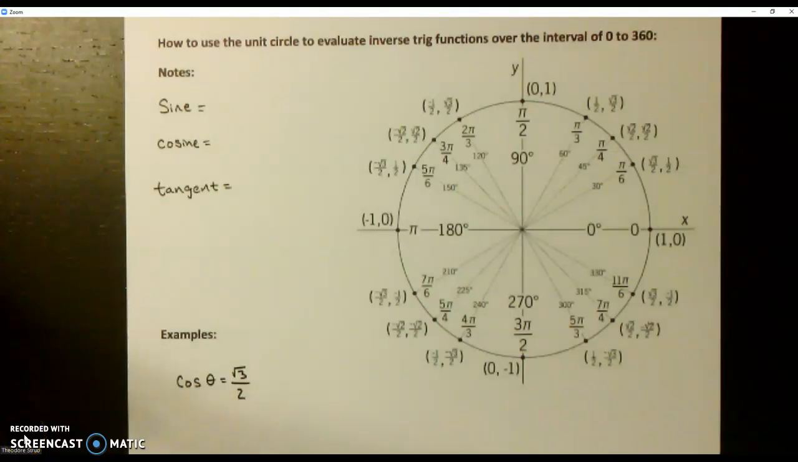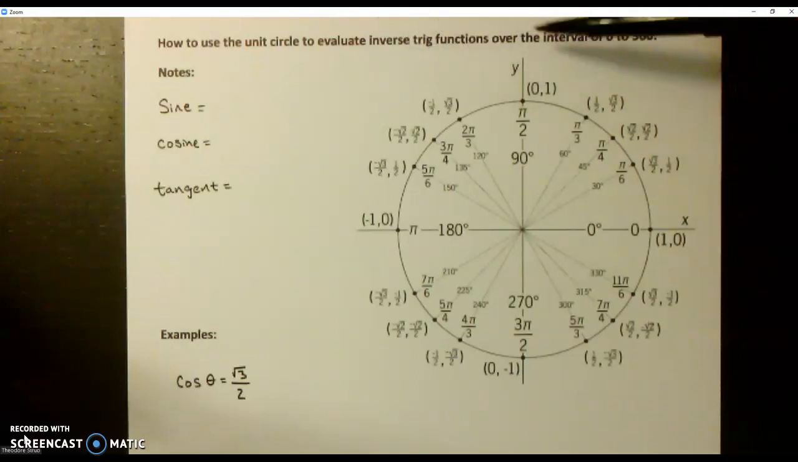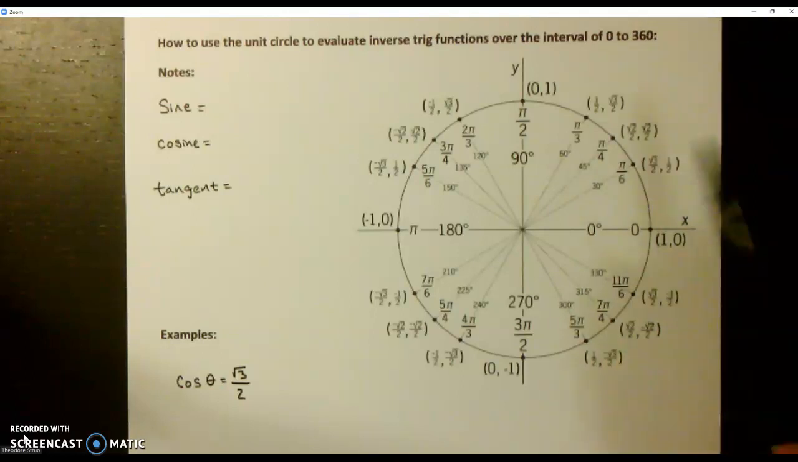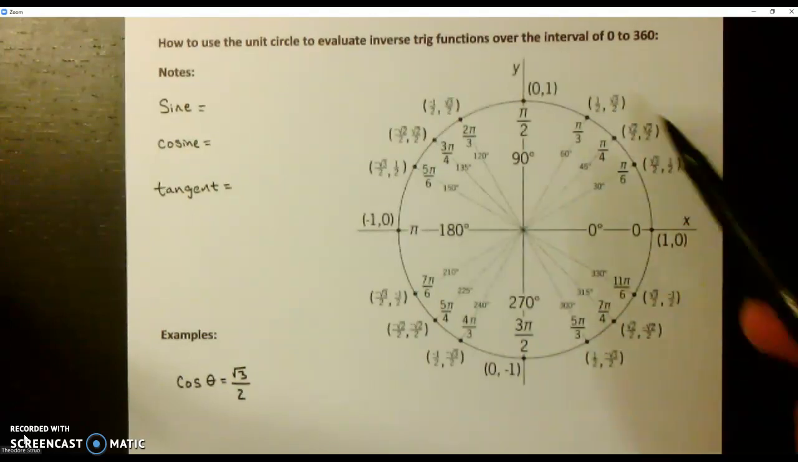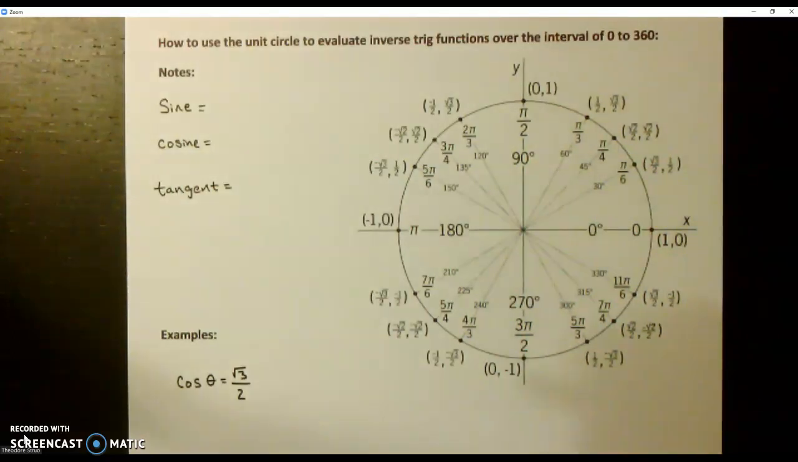Hello, Algebra 2 students. I'm going to go over a really quick way to show you how to use the unit circle to evaluate inverse trig functions from 0 to 360 degrees. This is a slightly different approach than the Delta Math video, but if you have the unit circle already printed out, this is a really quick way of evaluating what the sine, cosine, and even tangent of those functions are.